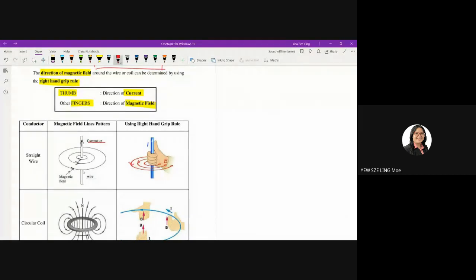Alright, so current going up, then you have a shape like this. If this current is going down, then what happens? If current is going down, you hold it with your thumb pointing downwards, and eventually you obtain a direction like this, a clockwise direction. Going up, anti-clockwise, and current going down, clockwise.